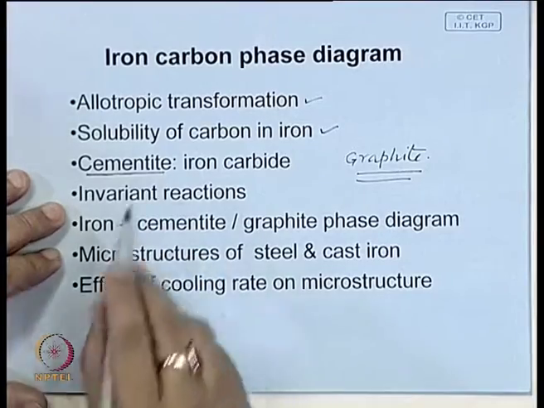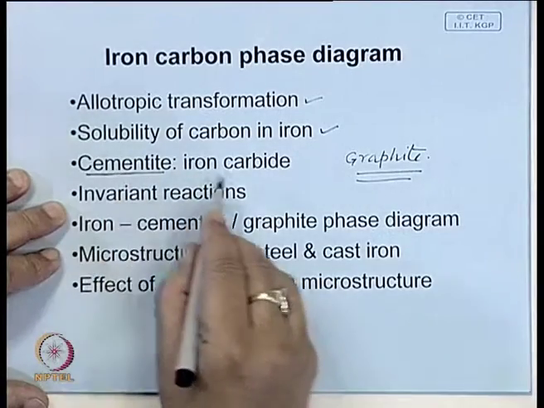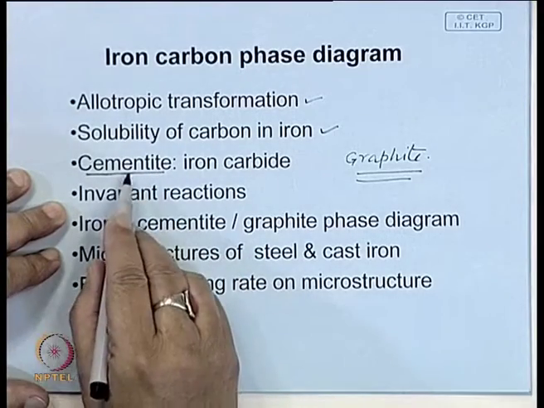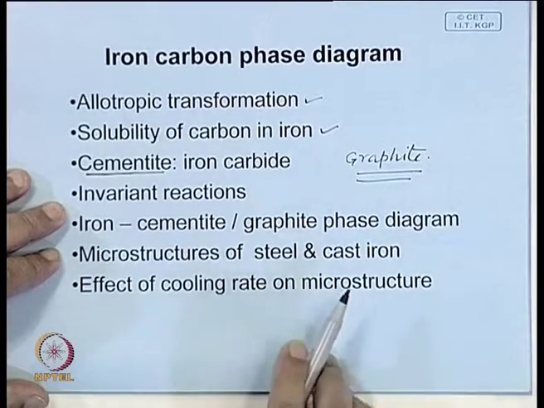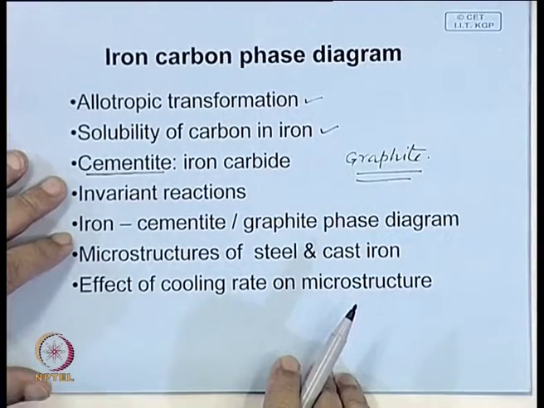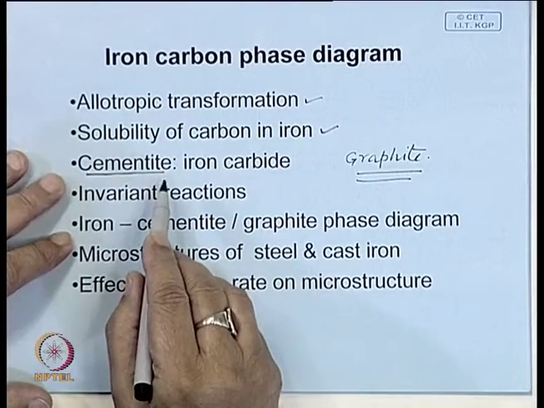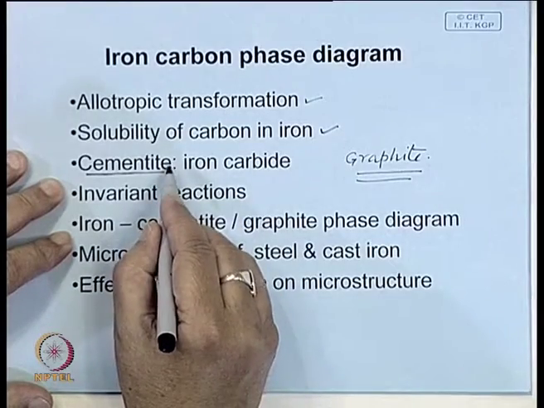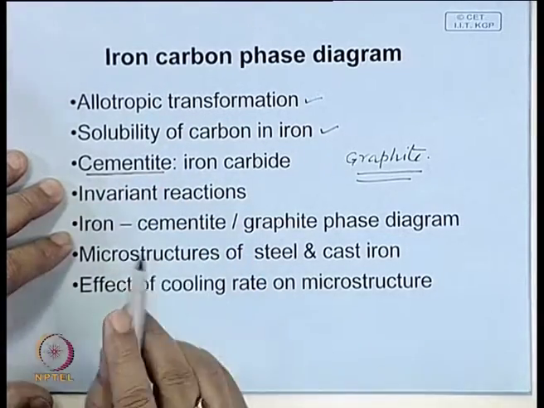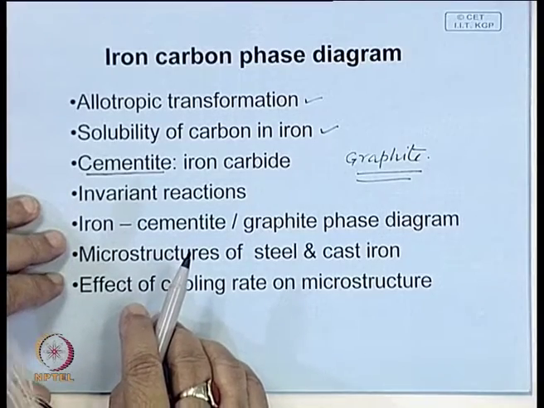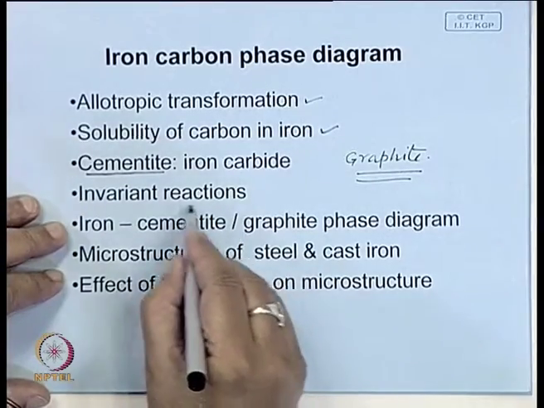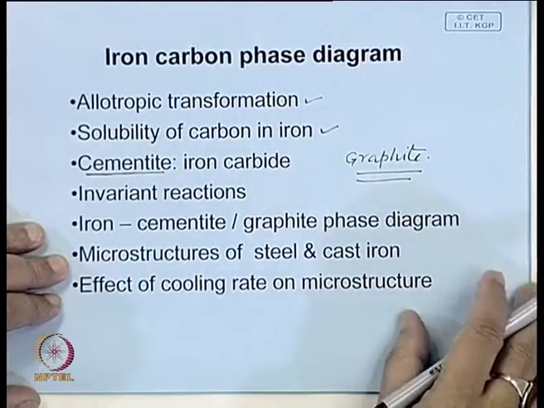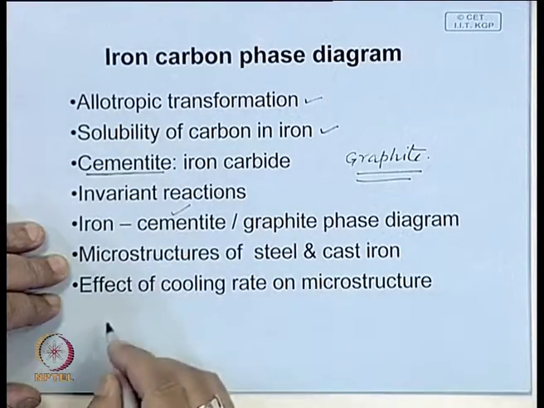So, today we will deviate a bit and look at the iron graphite diagram also, but the process of decomposition of cementite to graphite is very slow, and in most materials of commercial importance, in iron carbon alloys, we do get carbide. Carbide is the form in which carbon is mostly present in steel. We looked at invariant reactions, and we have looked at the iron cementite phase diagram.